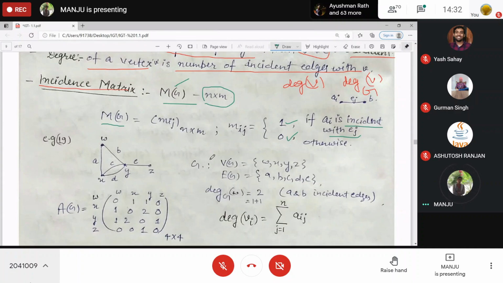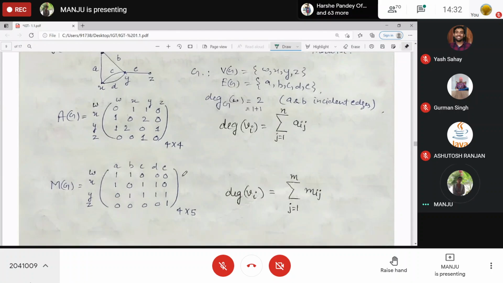Z with A, B: 0, 0, 0, right? And for D and E, it will give you 1. Understood? This is the matrix.